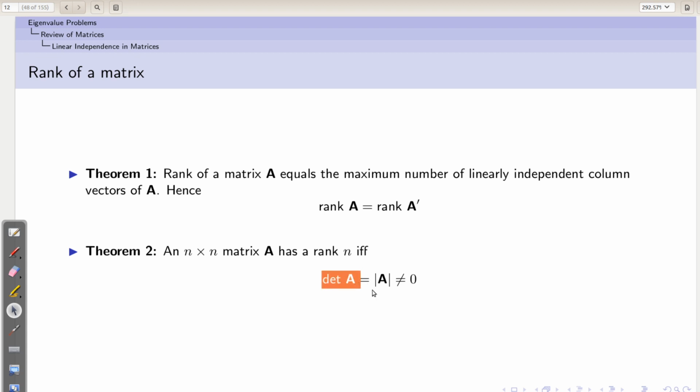not equal to 0. Suppose you're asked a question whether a matrix has linearly independent row or column vectors or not. How do you examine? Just find out its determinant. If the determinant happens to be 0, then you can say that it does not have linearly independent rows and columns. That means its rank is definitely not equal to n. So this is the second theorem.